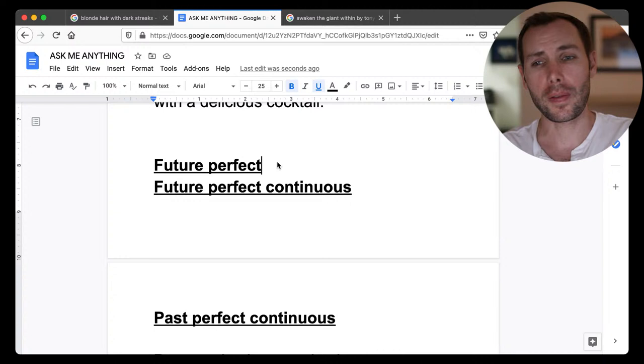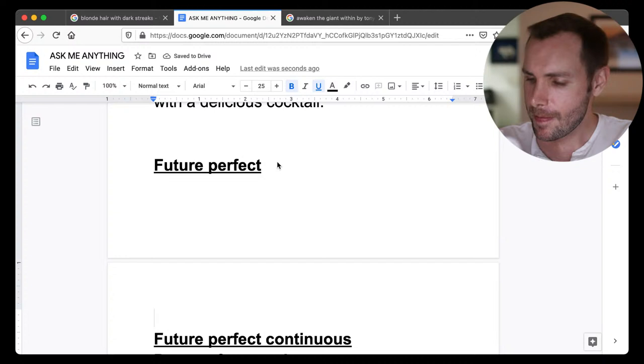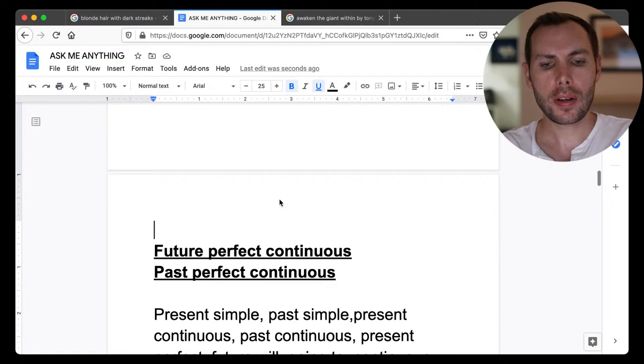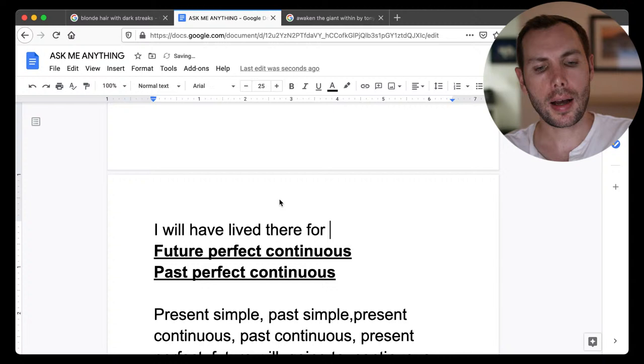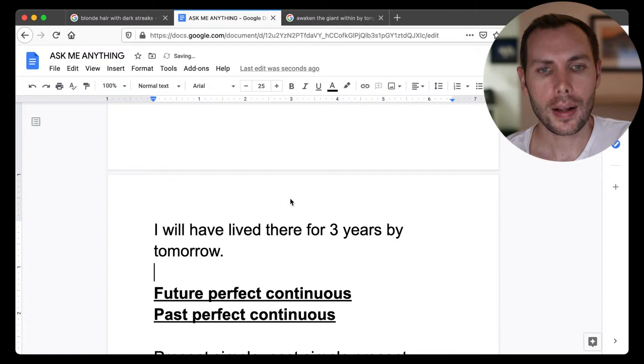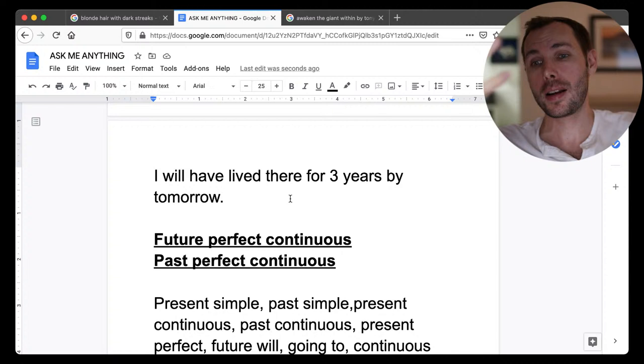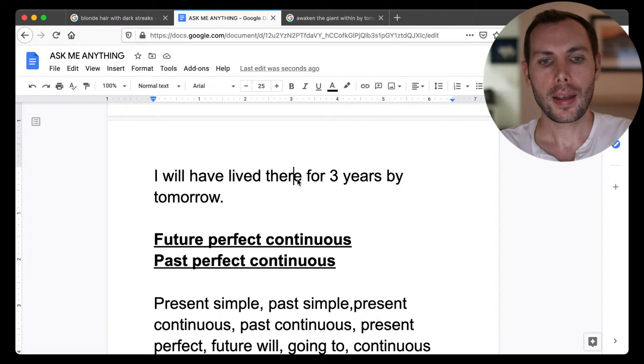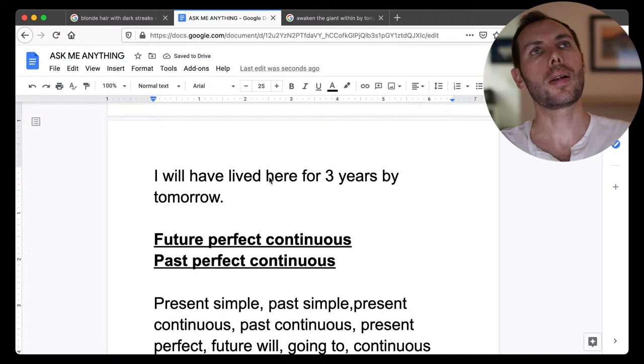What is the future perfect? So, sorry, let me just take a sip here. Okay. So future perfect is something like, I will have lived there for 3 years by tomorrow. Let's say that you have, you see, present perfect, pretty commonly used. You have lived in a city for 2 years, 364 days. And then you're predicting, you're saying that, you know, by tomorrow, I will have lived here for 3 years by tomorrow. Wow. Tomorrow, I will have lived here for 3 years.